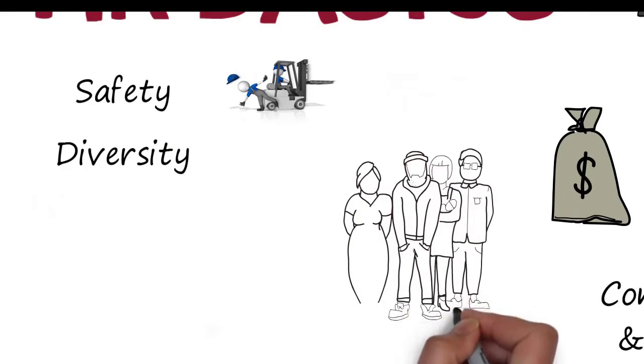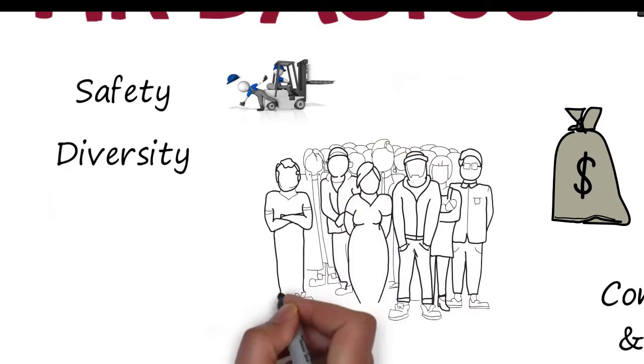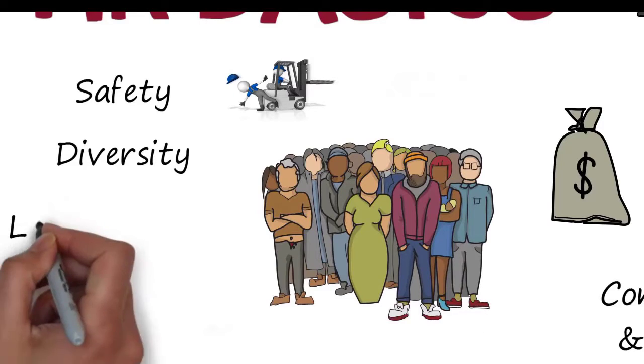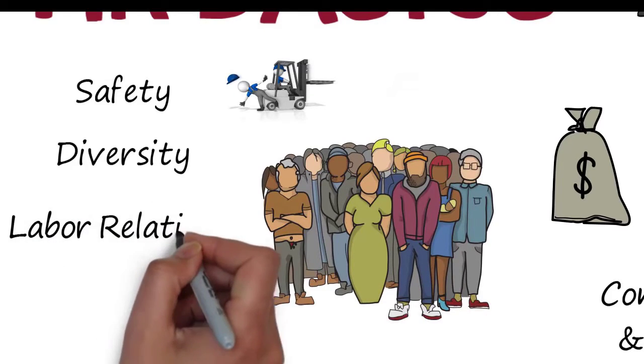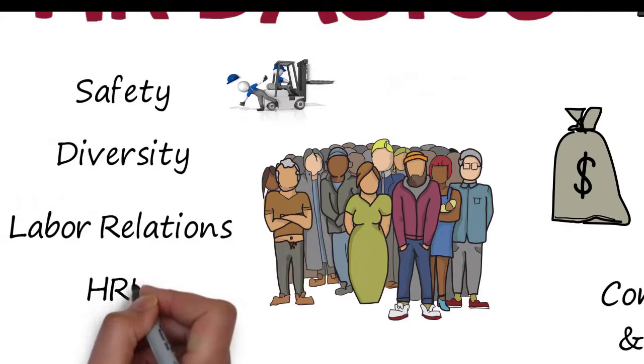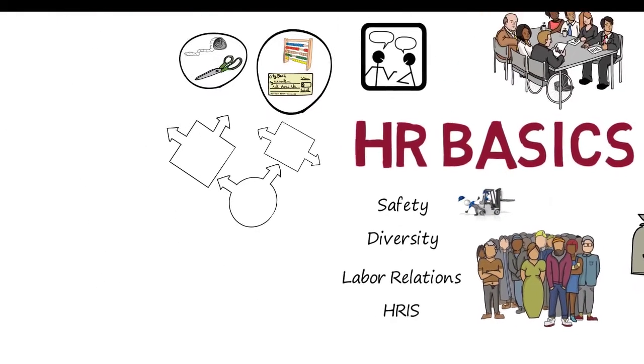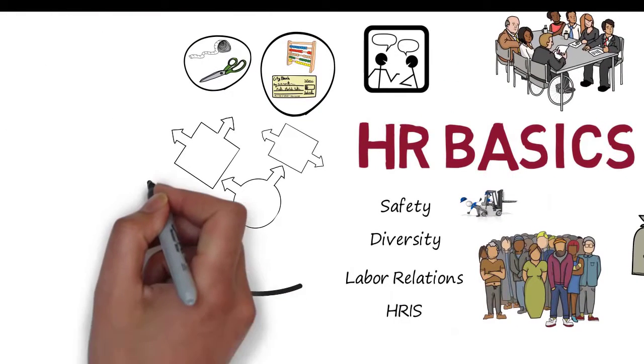Also need to manage diversity, make sure that diverse individuals are being recruited and managed and your organization is free of discrimination. Sometimes employees might choose to unionize, so labor relations is another important function of human resources. And there's also human resources information system, using data and metrics to try to guide the organization.